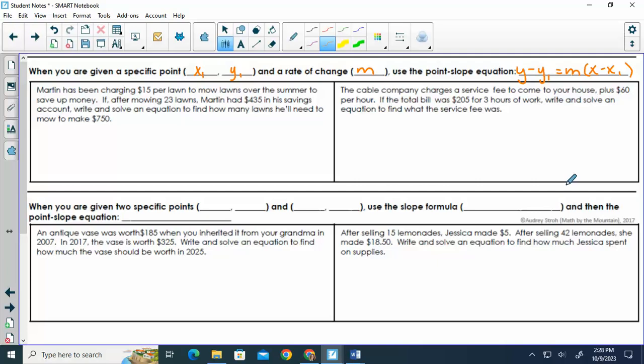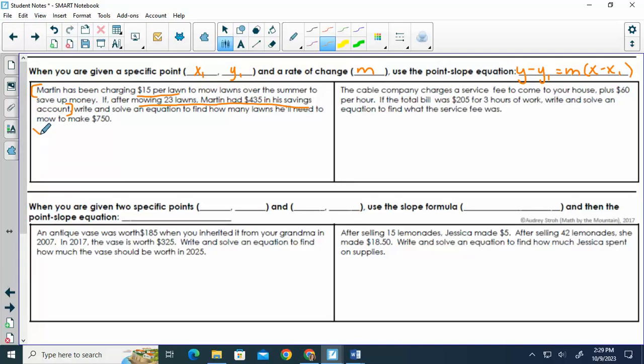So if I want to look at this problem. Martin has been charging $15 per lawn to mow lawns over the summer to save up money. If, after mowing 23 lawns, Martin had $435 in his savings account, write and solve an equation. So this is the part where we need to get our first equation.